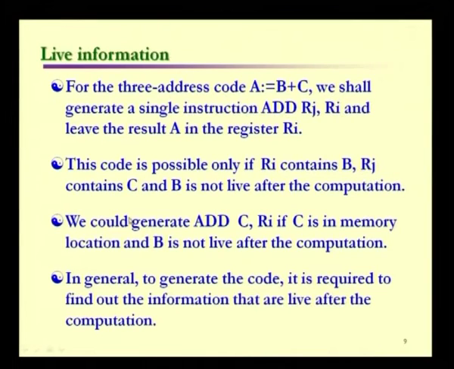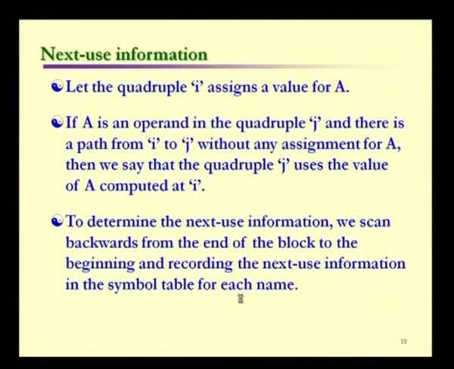But at the same time we can generate another instruction called add C comma Ri if C is a memory location and B is not live, that is after this computation. So, in general to generate the code it is required to find out the information that are live after the computation. If you find that certain things are not live, then we can go for reusing the registers, so that the code size will be lesser.